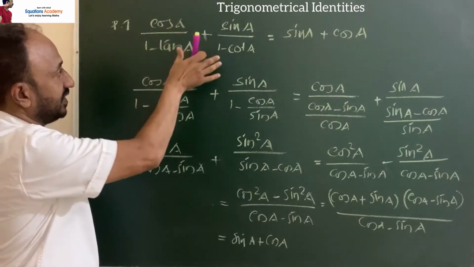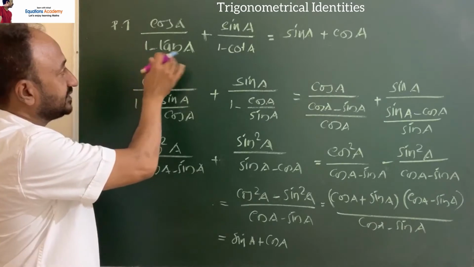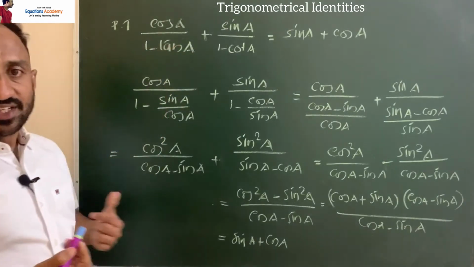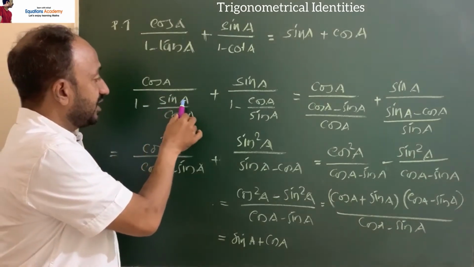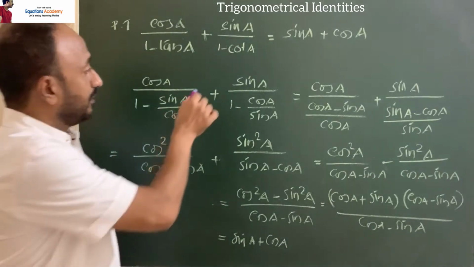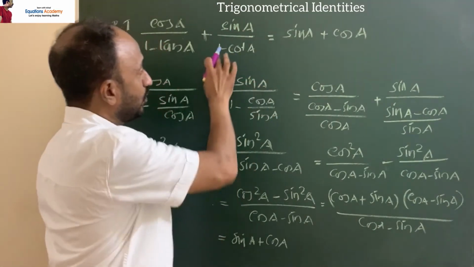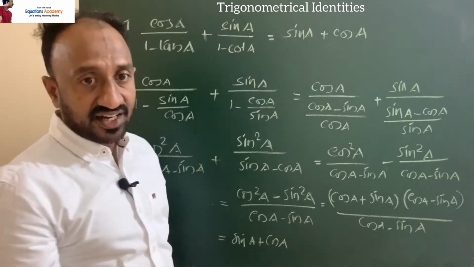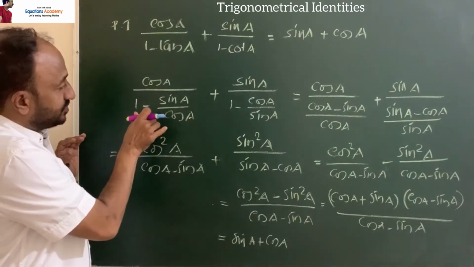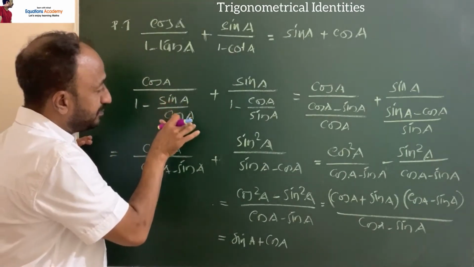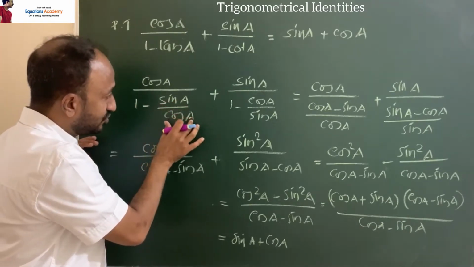So, the LHS: cos A divided by 1 minus tan A. Tan A, we will rewrite in terms of sin and cos. So, 1 minus sin A by cos A, plus sin A divided by 1 minus cot A, we will rewrite it as 1 minus cos A by sin A.